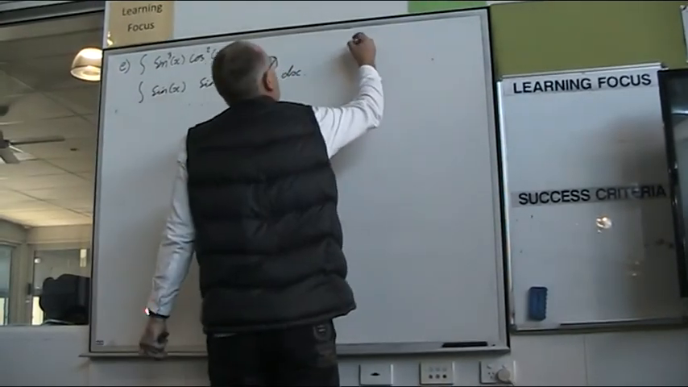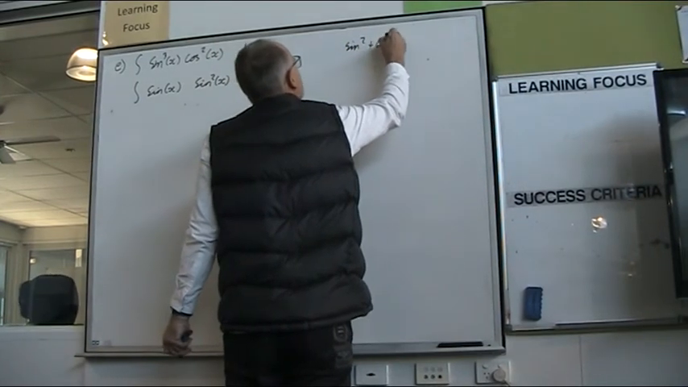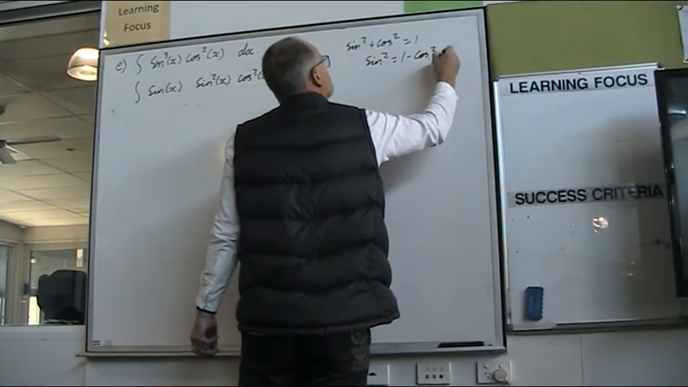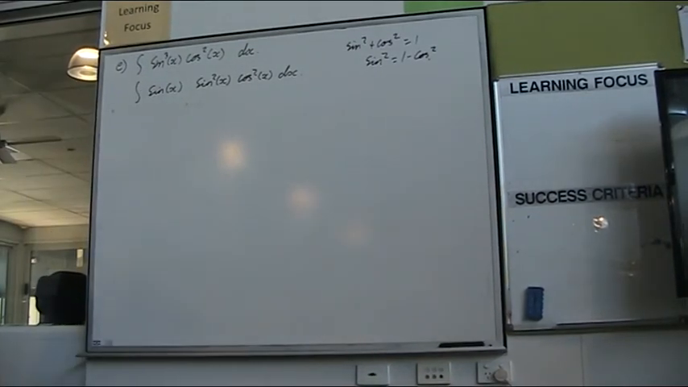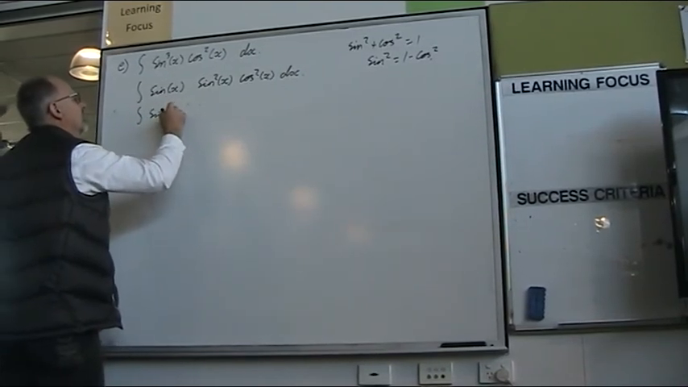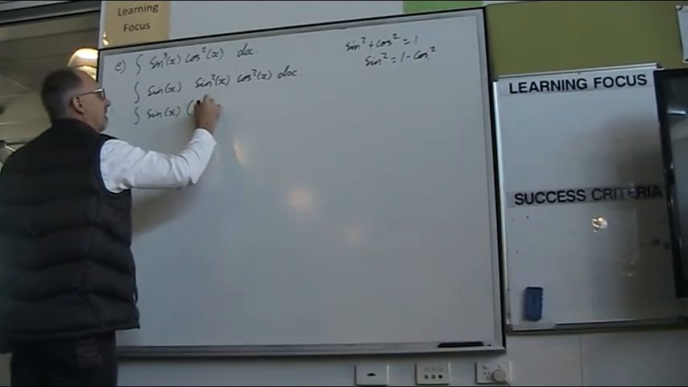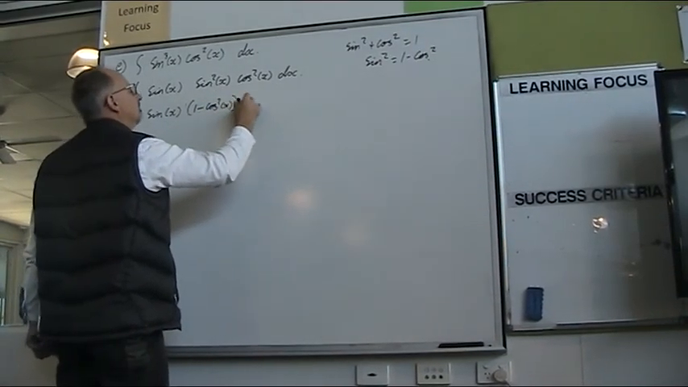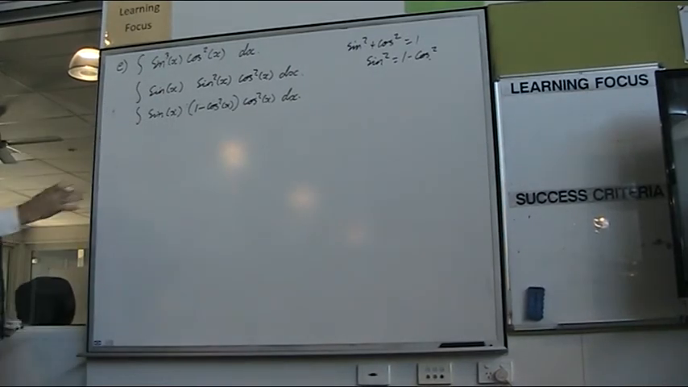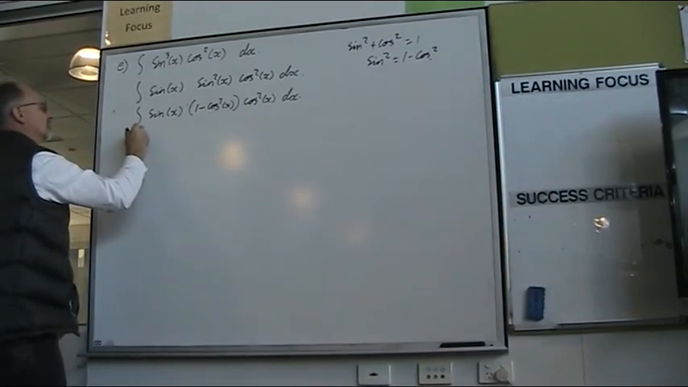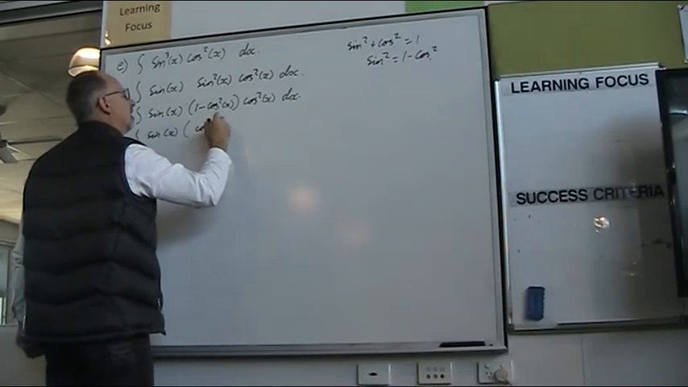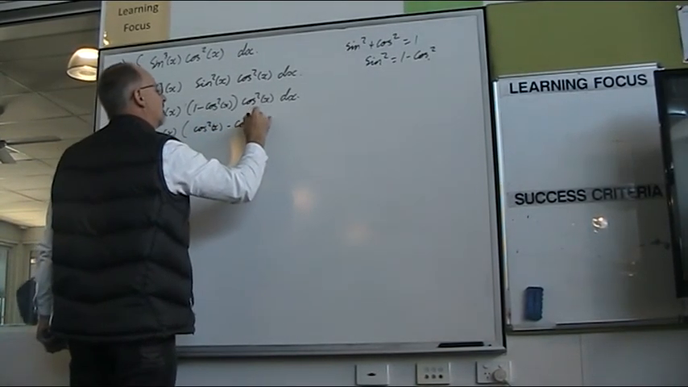Now, of course, our Pythagorean identity: sine squared plus cos squared equals 1. We can write sine squared as 1 minus cos squared. So if I do that, then I've got sine x, and then instead of sine squared, I've got 1 minus cos squared x, and then I've got cos squared x. Expand, multiply these two things together. When I do that, I've got cos squared minus cos to the 4.